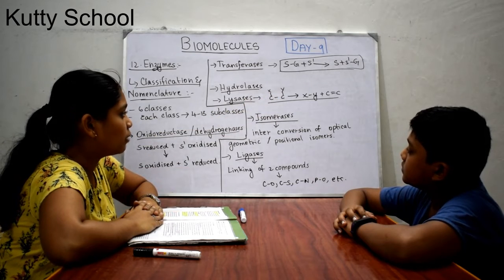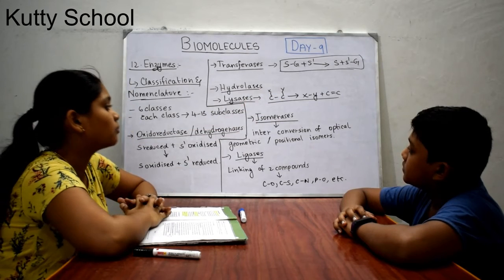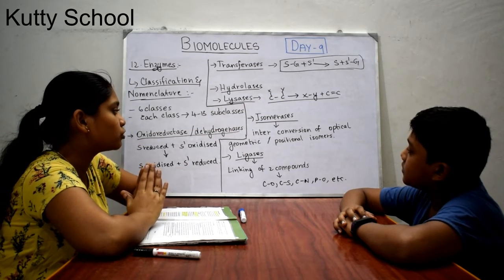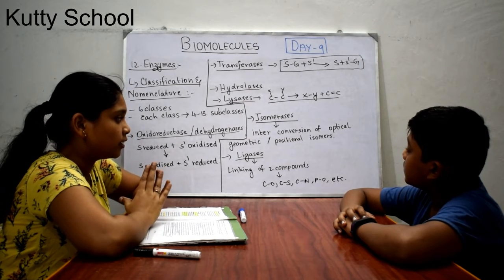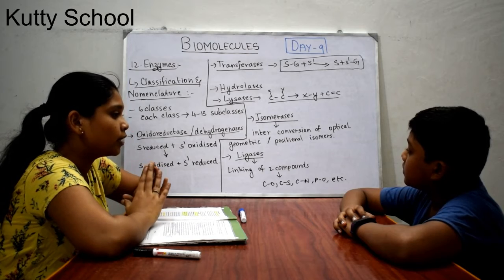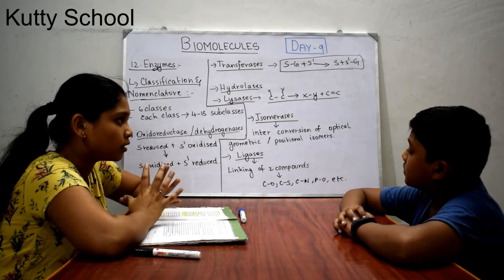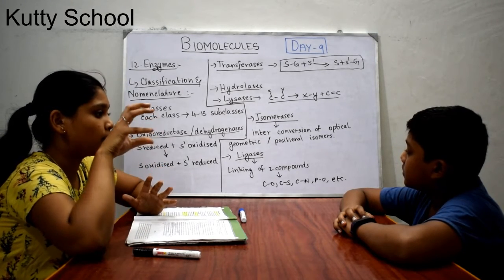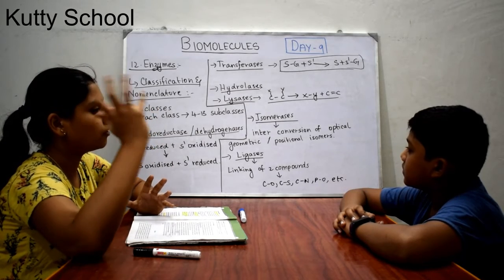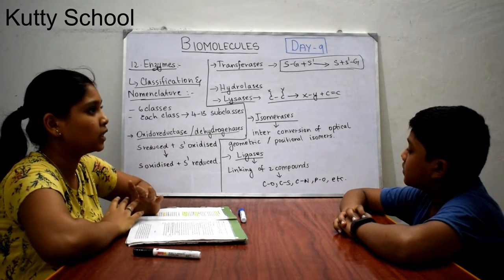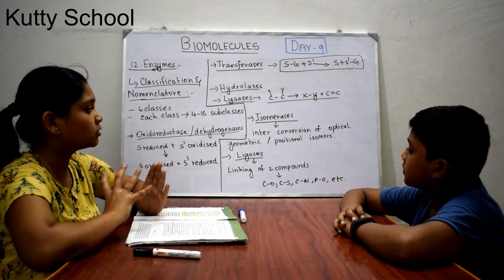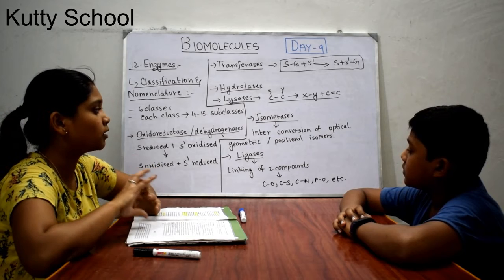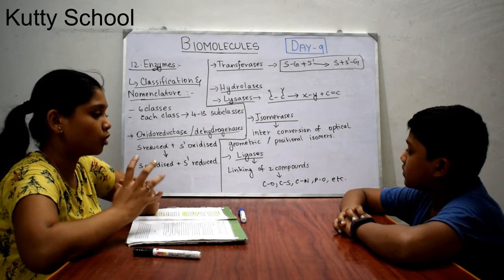And then we go to isomerases. What these isomerases do is the interconversion of optical, geometrical and positional isomers. They change the position of the compounds. Like we see in chemistry, you will be seeing optical rotation and everything. So isomerases come there. They play a role in the positional, optical and geometrical change.